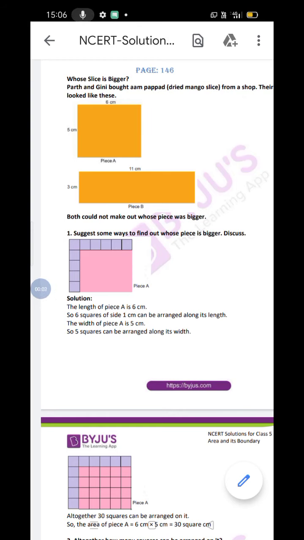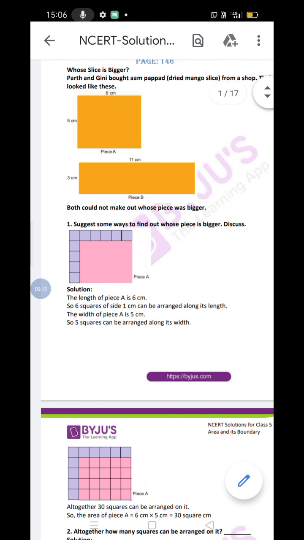Good afternoon, students. Today we are going to learn about areas and its boundary. You can all take your book to page number 146 in your textbook.